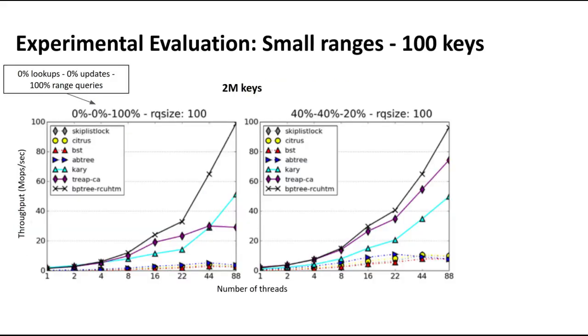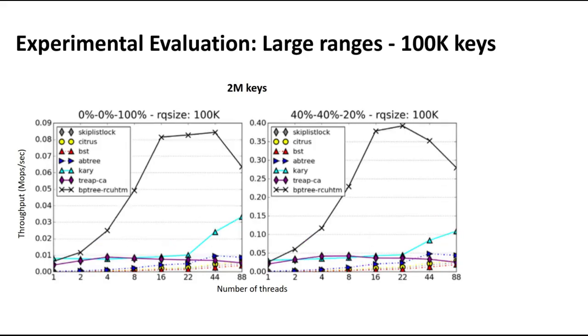On small key ranges, we can see that the throughput of our RCU-HTM B+ tree is better than the rest of the implementations in all cases. This is due to the small transactions that our implementation has, and on large ranges with 100k keys, we still have in some cases the best performance, although the scale is not as good as it was in the small key range scenario.